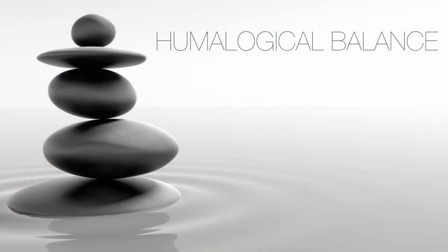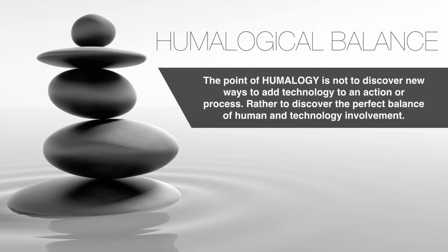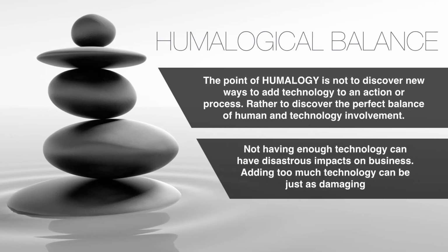So you might be asking yourself, why is this so important? Well, the humological balance is what it's all about. It's about efficiency. It's about finding that perfect place on the scale for your business and for a specific task. When you find that perfect place, you're at peak efficiency. The other thing that's really important is to determine when to add technology, when to take technology away, because having too much technology can be just as disastrous as not having enough. And let me show you a couple of ways that that plays out in the real world today.